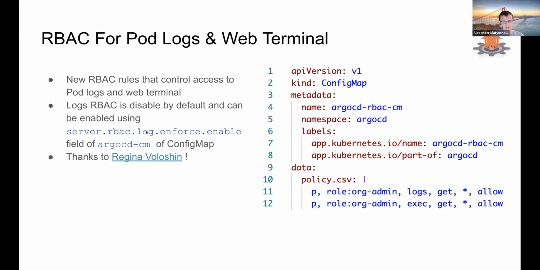Hopefully, you can see the flag name on my screen, and so there is a new flag in the Argo CD CM config map. Yes, so to start leveraging RBAC for logs, you must set this flag to true. For web terminal, it's available by default. And I believe in the next version, we're going to switch the default for logs to true as well. So everyone will get RBAC enabled out of the box.